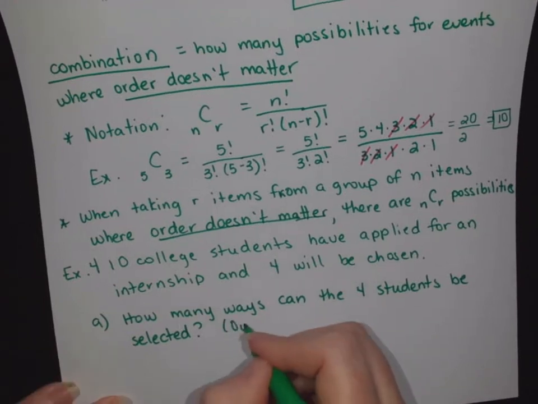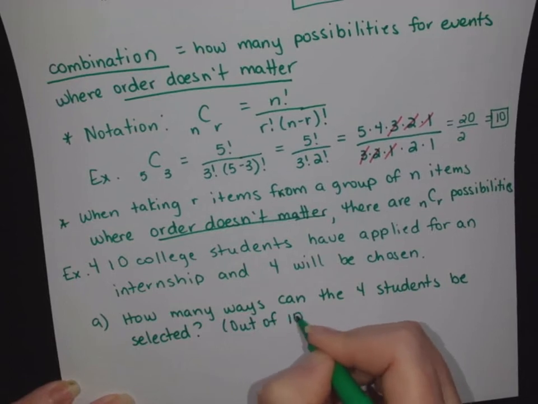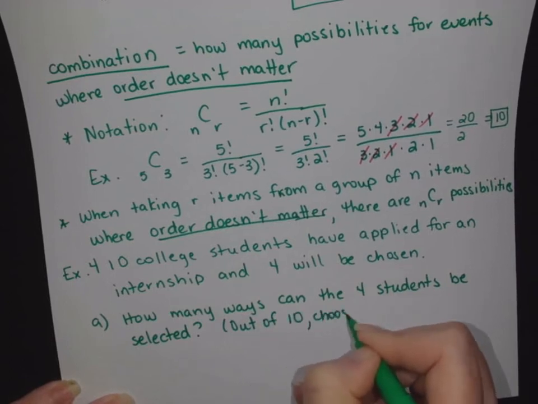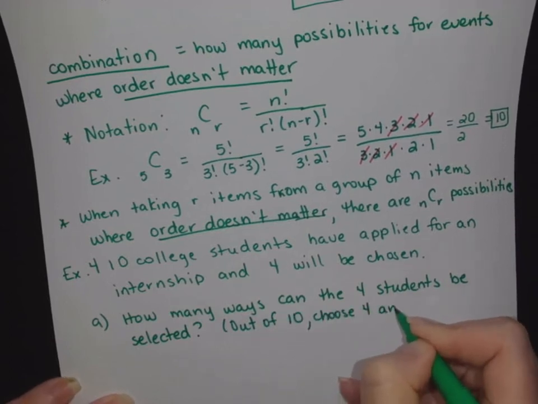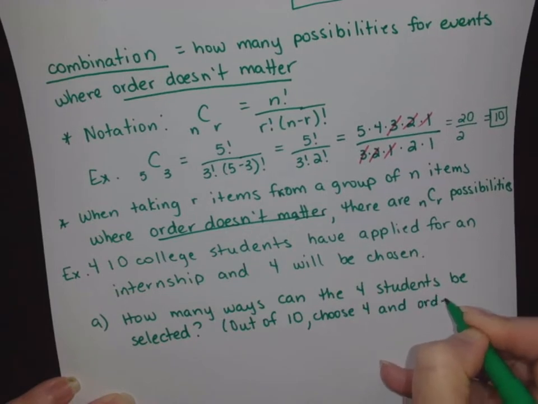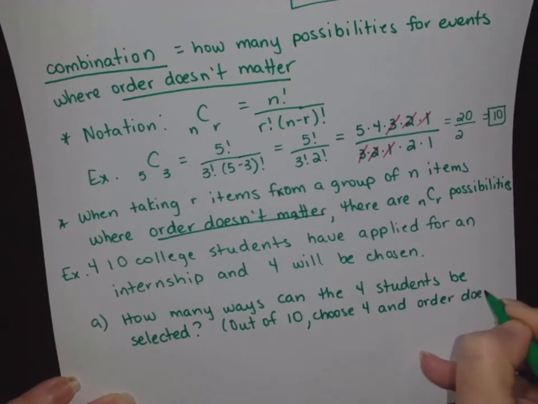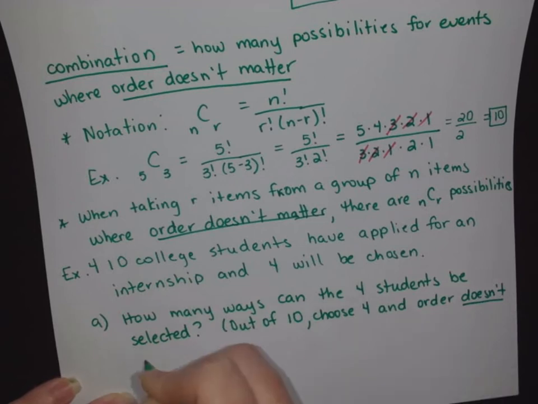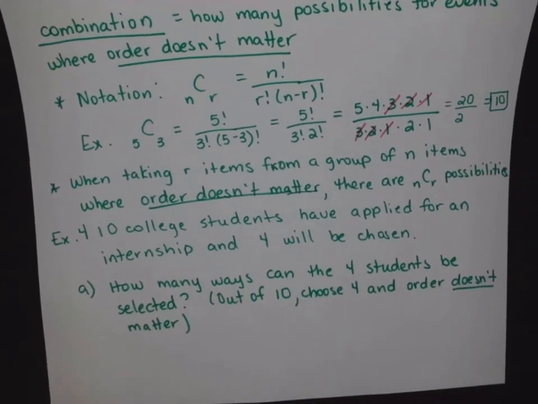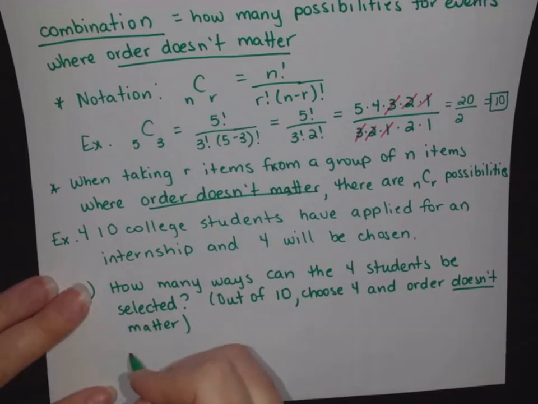Okay, so out of 10, we want to choose 4. But this time, you don't care if you're the first intern to be picked. There's no sort of ranking going on. So this time, order doesn't matter. You wouldn't care if you were internship spot number 1 or 3 or 4, right? You still get the internship. That's really all that would matter.